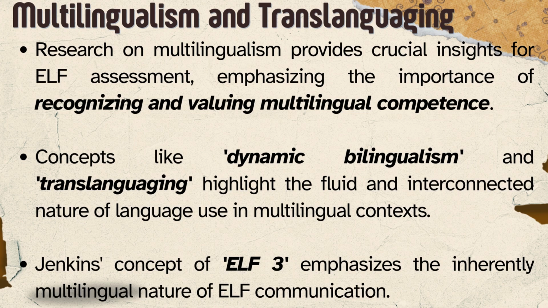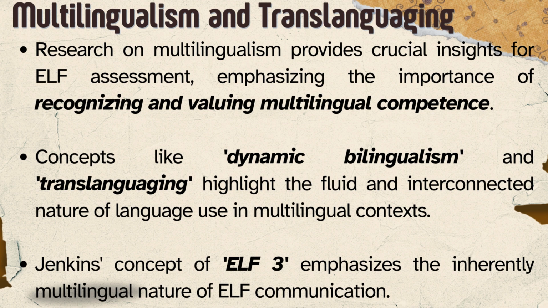Now, when we say dynamic bilingualism and translanguaging, these concepts are central to understanding this fluidity. Why? Dynamic bilingualism challenges the traditional notion that bilinguals maintain strict boundaries within their languages. Instead, it recognizes that bilinguals and multilinguals constantly shift and blend languages based on the communicative context. This view aligns closely with ELF communication, where speakers frequently adapt their language use depending on their interlocutors and situational needs. Now, for translanguaging, this idea goes further by highlighting the interconnected nature of language use in multilingual contexts.